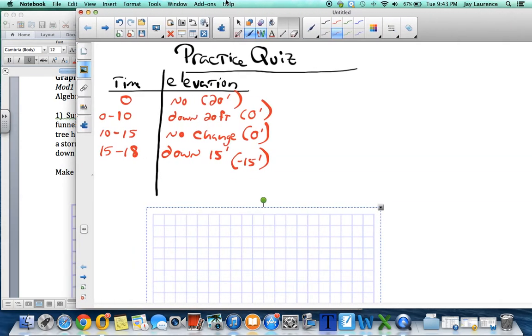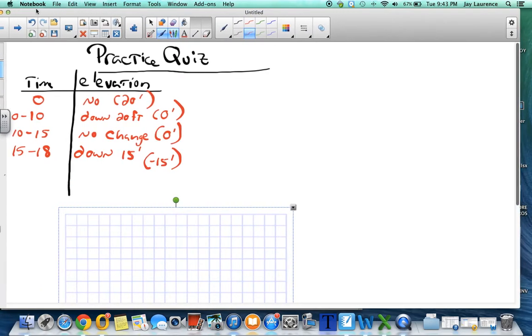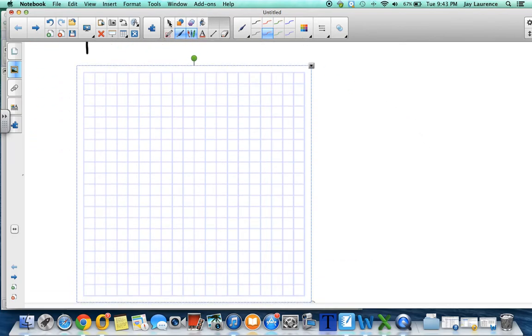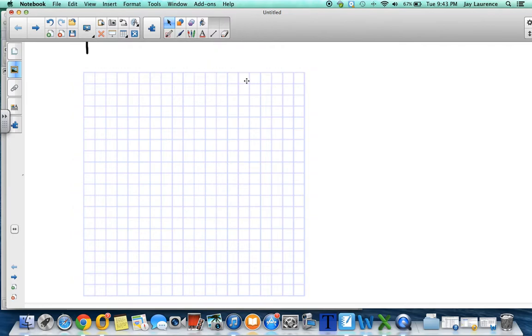Now that I have my little table done, I can go ahead and get a graph out of this. Let me scroll up. I should really lock this in place. There we go. Now I'm going to put my axes in, but notice I'm not going to put them in the corner, because I know I'm going to go 15 feet down, starting 20 feet high. If I count by threes, 12, 9, 6, 3, 0, 3, 6, 9. Yeah, this is going to work. So we're going to call this ground level.